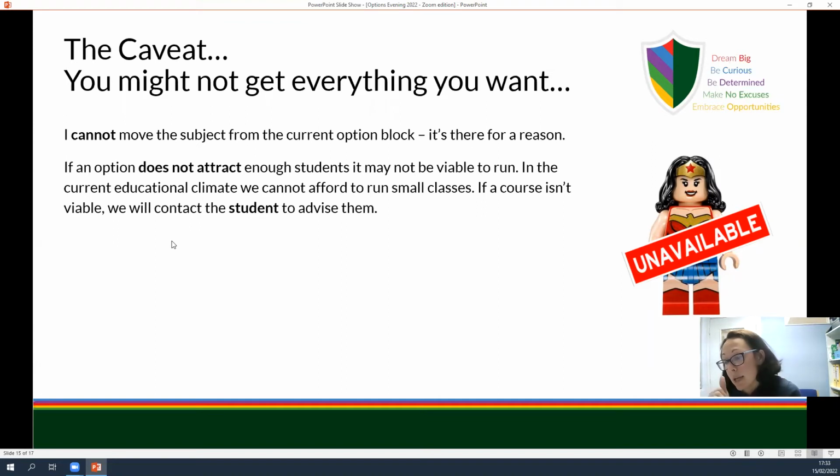And so bearing that in mind, what would be a good idea is if you think about what you would like from each of the blocks, what 4 subjects you would like to do, and then think to yourself, if 2 of those weren't to run, what would be your backup reserves just in case?